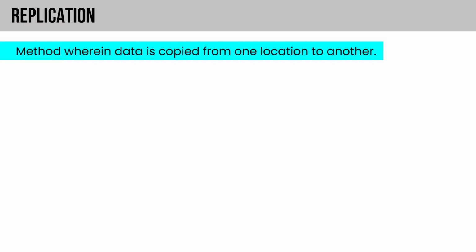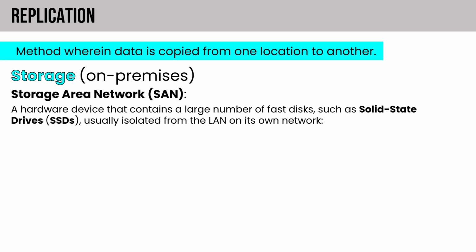So let's talk about replication. This is where data is copied from one location to another. In storage scenarios on premises, a storage area network, or a SAN, is a hardware device that contains a large number of fast disks, like solid-state drives, usually isolated from the LAN on its own network. You'll typically have dedicated network connectivity for the SAN.